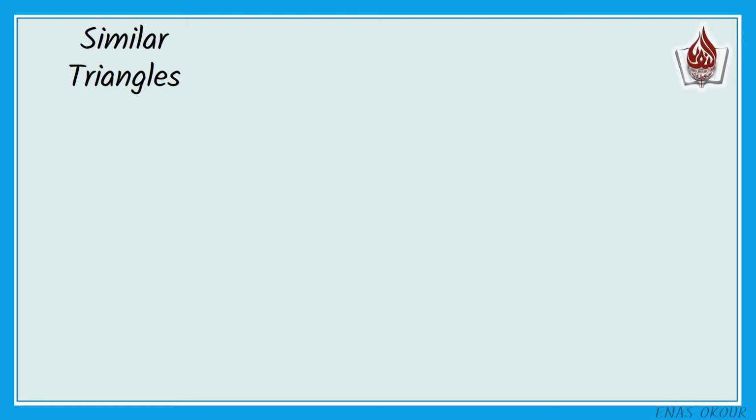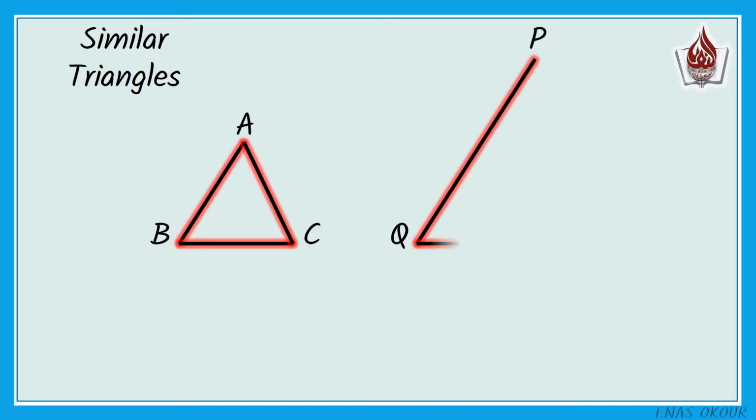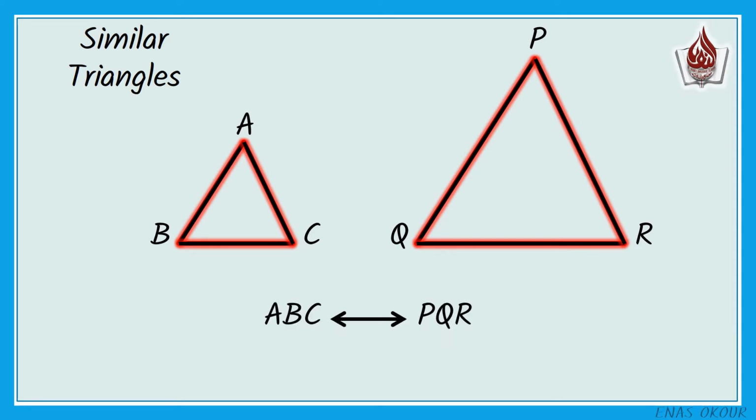Now let us get a deeper understanding of similar triangles. Consider two similar triangles, triangle ABC and triangle PQR. Vertices ABC correspond to vertices PQR.